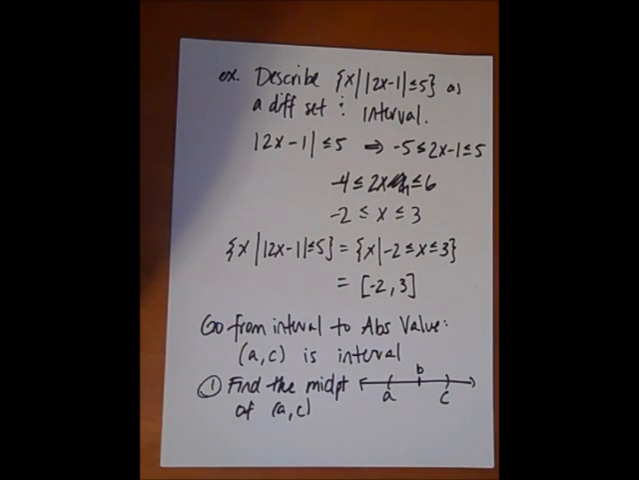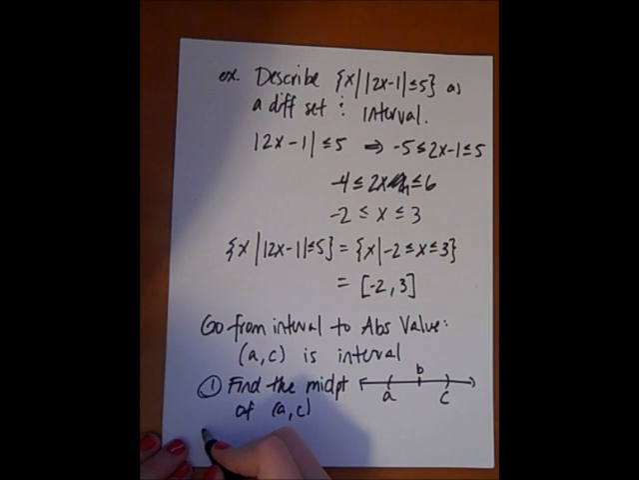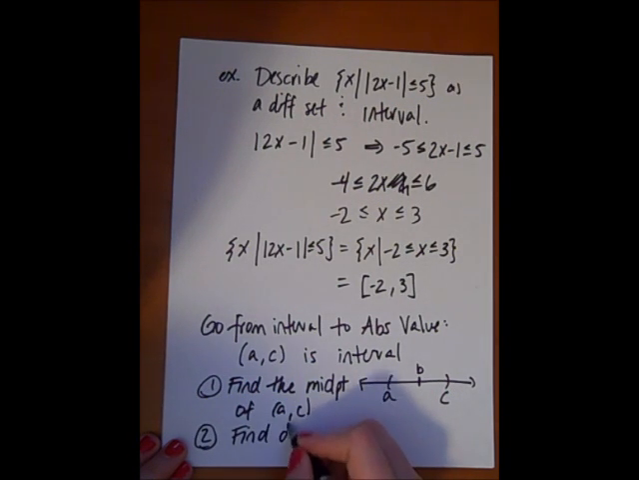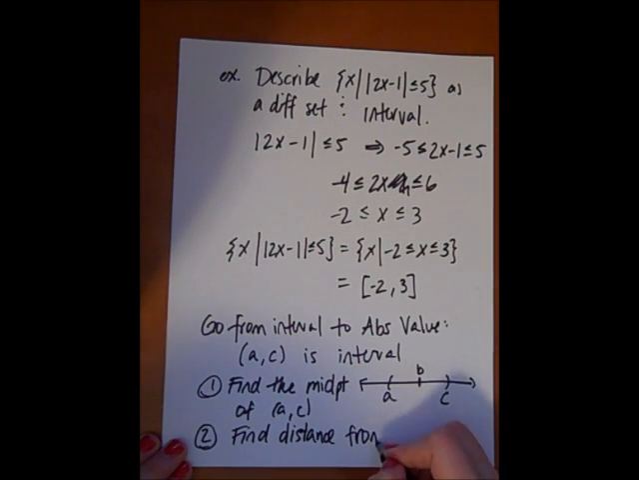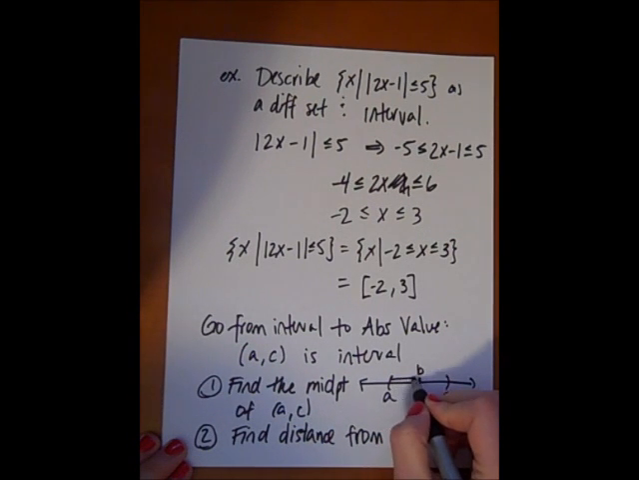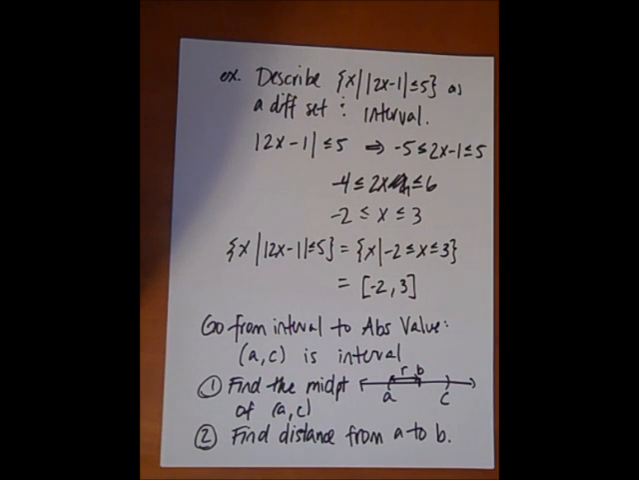So there's my interval. I'm going to find the midpoint of it. Second thing I'm going to do is find the distance from A to B. So we're going to find this distance right here, and we're going to call that R. The reason that I say A to B, it doesn't necessarily have to be that. It could be from B to C. They're going to be equal because B was the midpoint. So those are your first 2 steps.